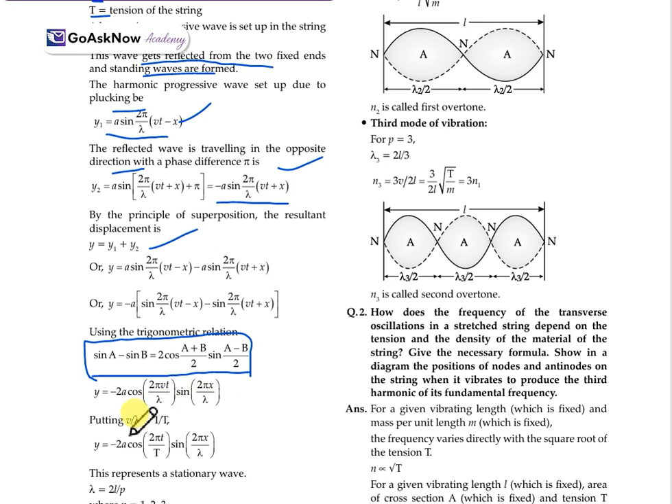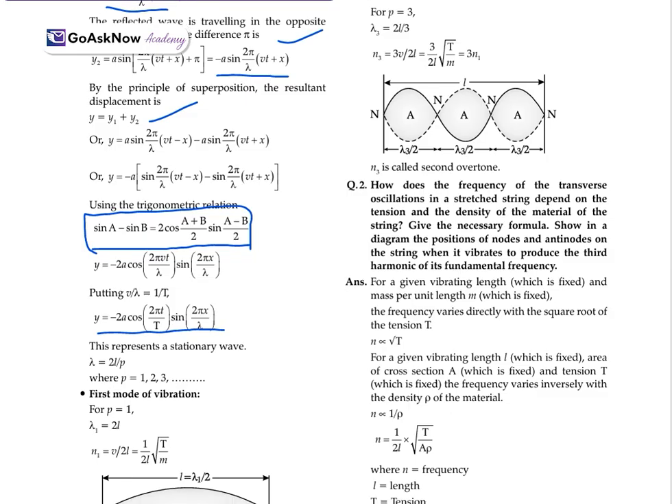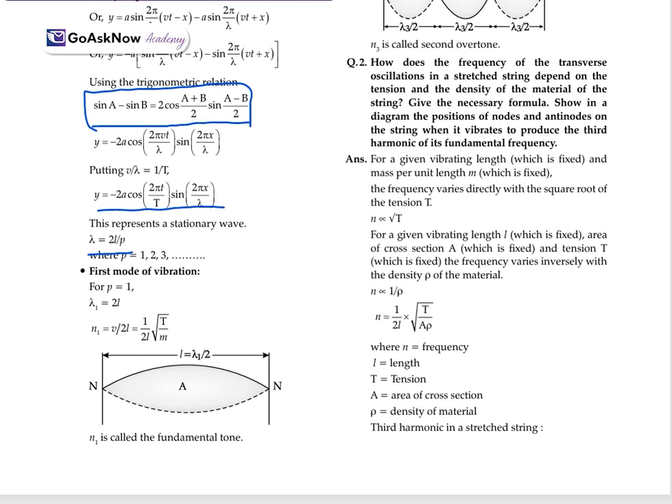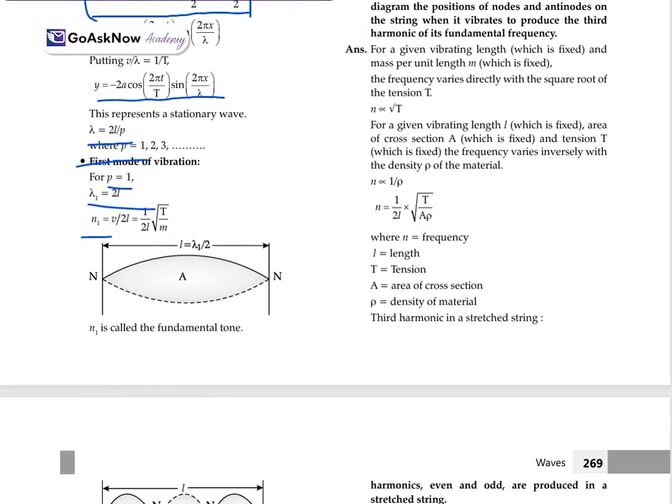We'll put in the relation v/λ = 1/T. So we get y = −2a cos(2πt/T) sin(2πx/λ). This represents the stationary wave, where λ = 2L/p and p = 1, 2, 3 and so on. Now we'll go through the first, second and third modes of vibration. For the first mode, p = 1 and the wavelength λ1 = 2L. The frequency will be n1 = v/2L, which is 1/2L times the square root of T/m. So n1 is called the fundamental tone.